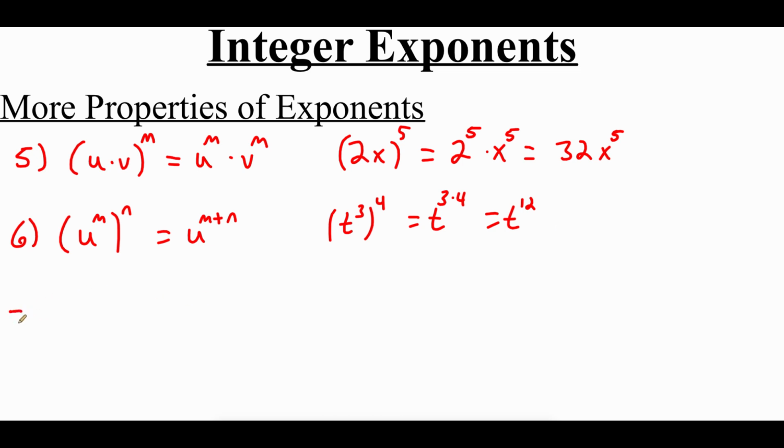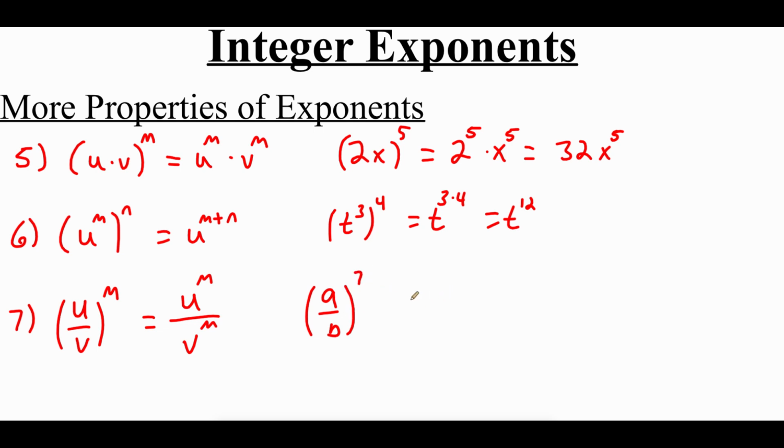And our last property, we're going to take u and divide it by v, but this time we're going to raise all of that to the power of m. A lot like we had in property number 5, we're going to put that m power on each one of our bases, so this will turn into u to the m over v to the m. So if we had a over b, and we were raising that to the 7th power, what we can do with that is make that a to the 7th over b to the 7th.